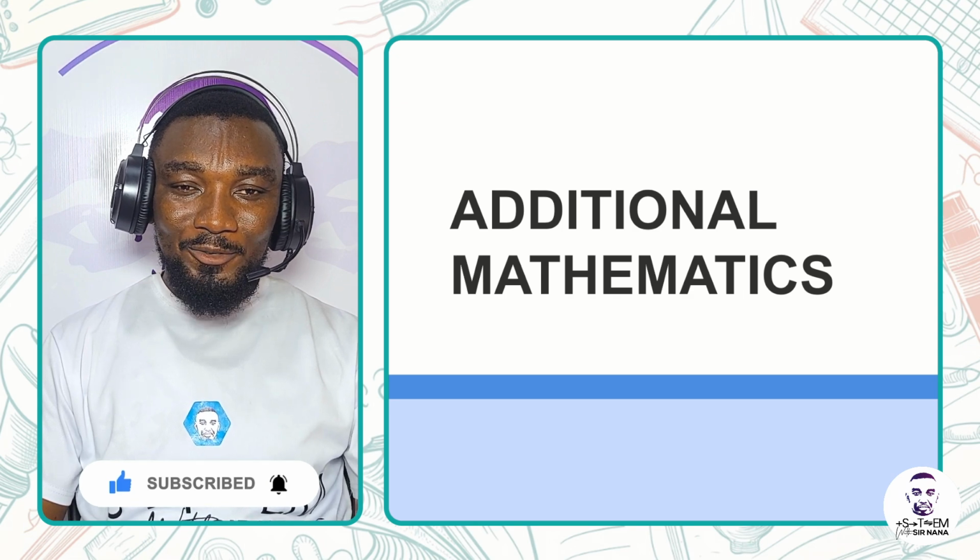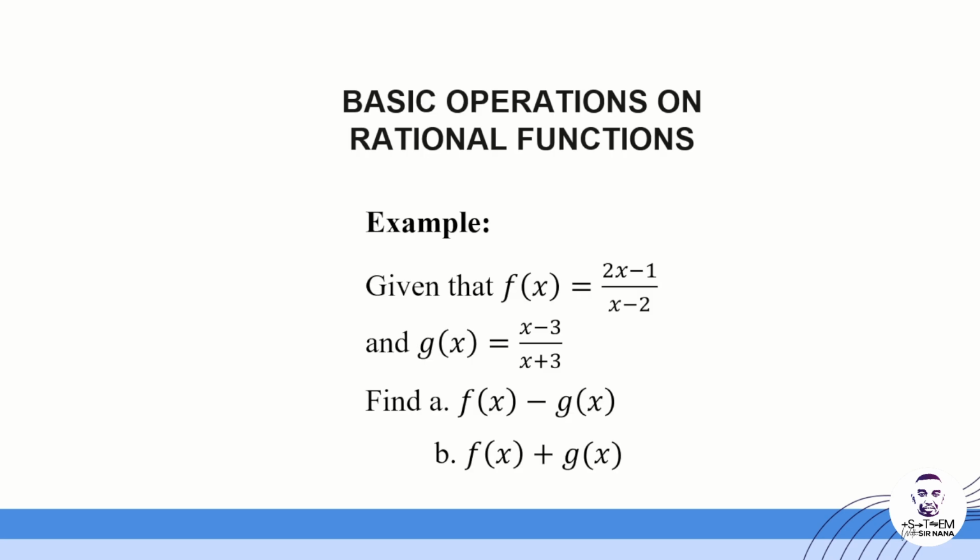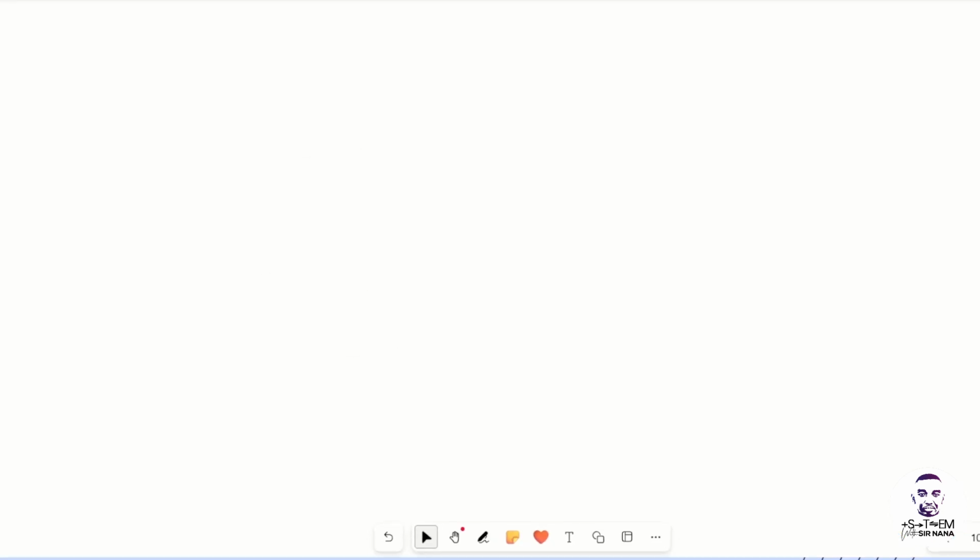In this lesson, we want to consider how we can express rational functions by actually simplifying them whilst we add and subtract. So let's consider this example. The example says that given that f of x is equal to 2x minus 1 all over x minus 2, and g of x is equal to x minus 3 all over x plus 3, find f of x minus g of x, and then f of x plus g of x.